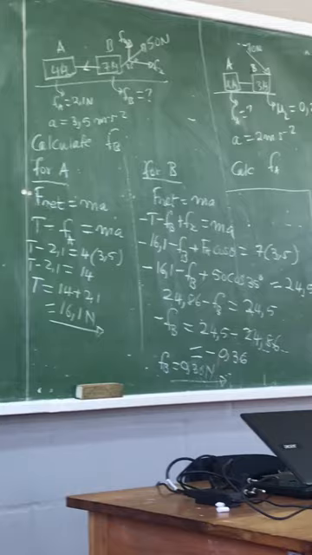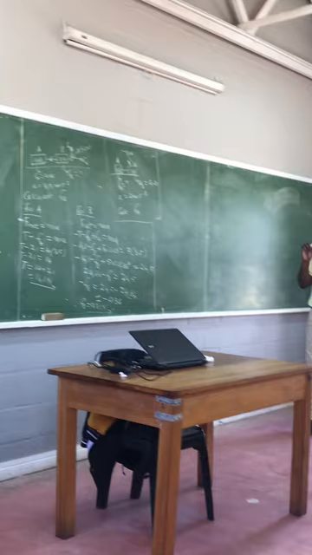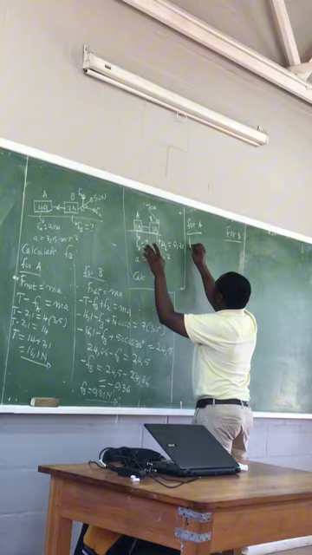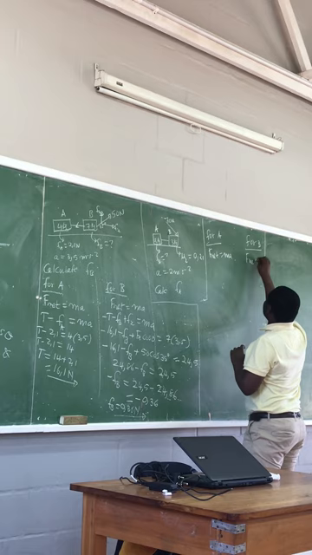And then we use the same procedure. So that is what we do for A and for B. So for A, and then for object B. So now F net is equal to MA.